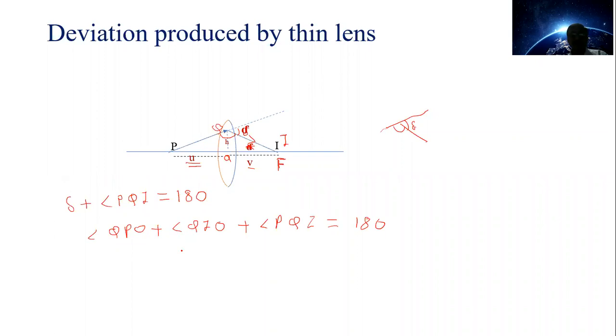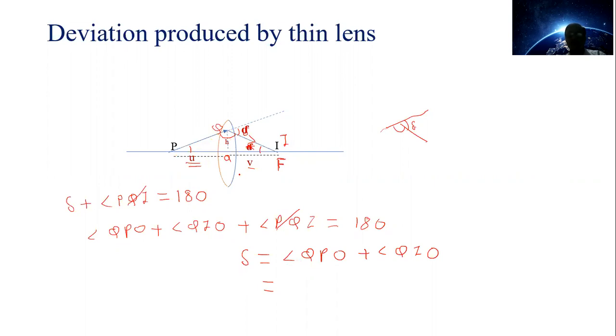Now we can compare this. Comparing this, we see that PQI gets cancelled, and therefore delta is equal to angle QPO plus angle QIO. That is, this angle plus this angle is equal to delta. Now see from this figure, here tan delta is equal to what?